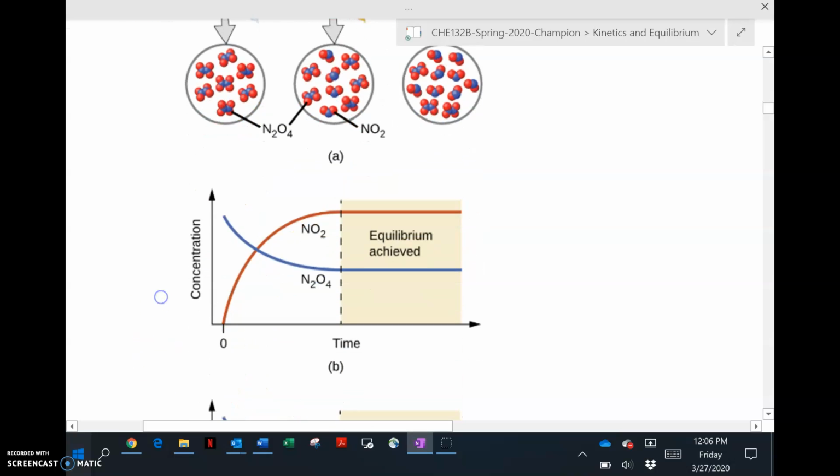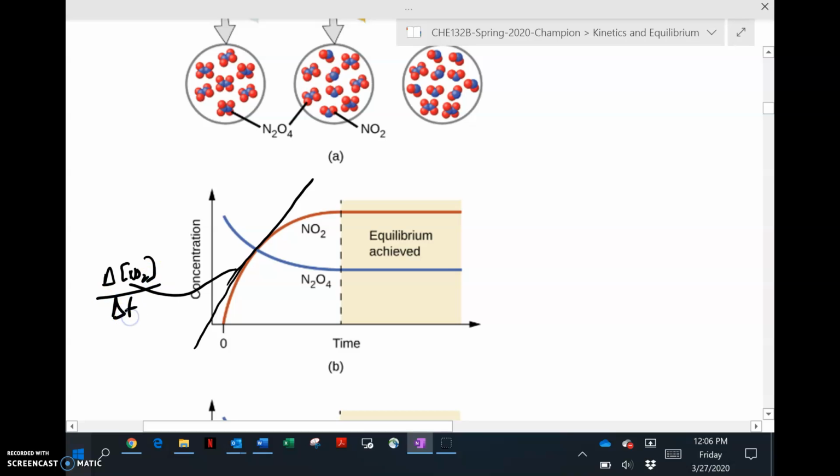If we look at a graph of the concentrations, what you see is that N2O4 goes down and NO2 goes up. This is time versus concentration. And of course, we use this in chapter 11 to think about the rates. We look at the slope of this line here and say that that was the rate of NO2 being formed at that particular time. So this is delta NO2 over delta T.